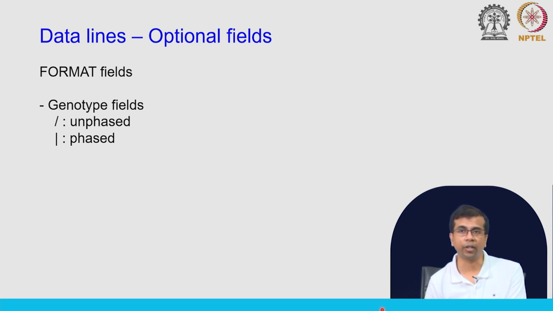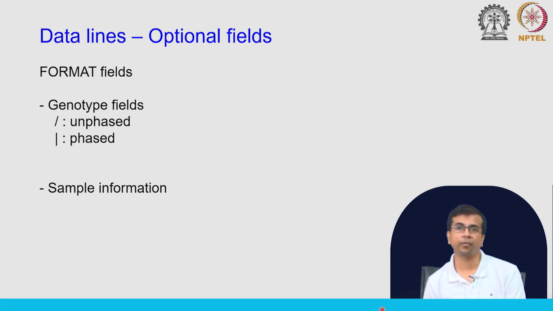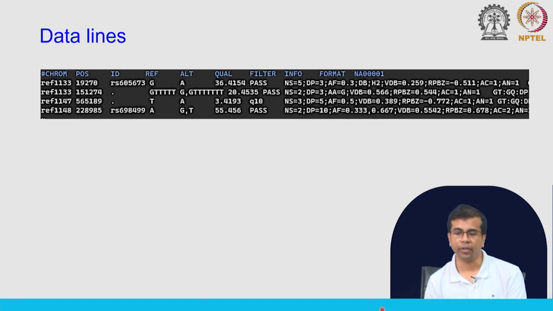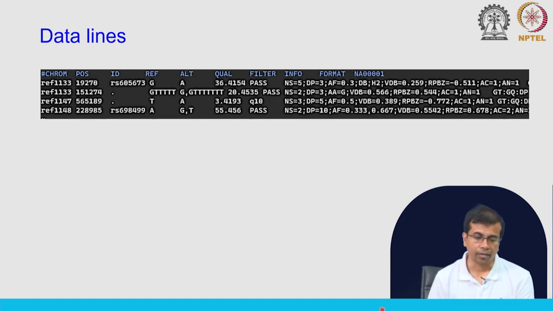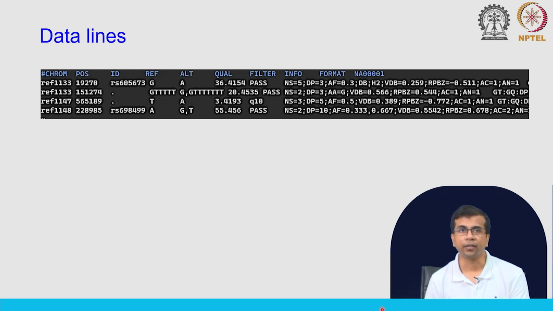So, for example, if you are working with human genome data, you will have this phasing information there. Then you can also have sample information, right. So, you can describe some of these characteristics of these formats for each of these samples that you have. This is again that will be there. So, here is an example of data lines, as you can see.